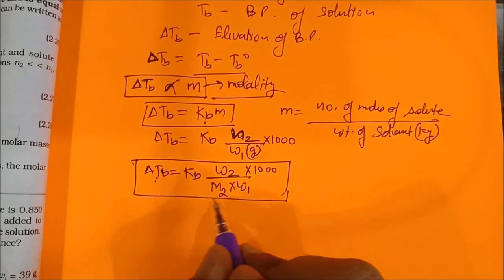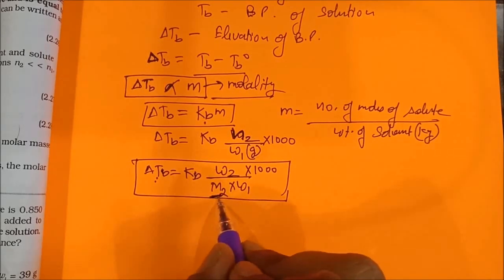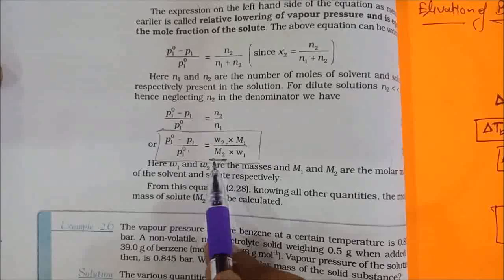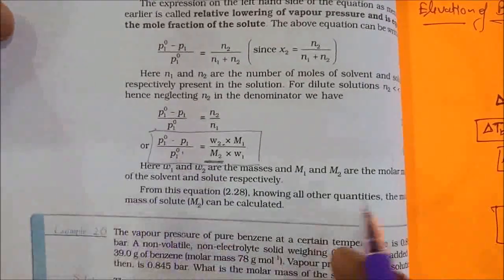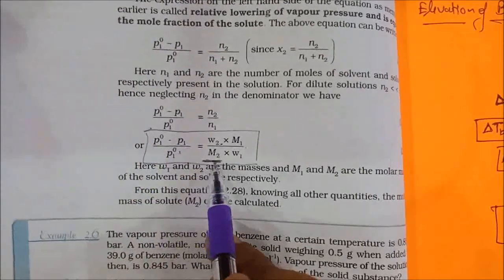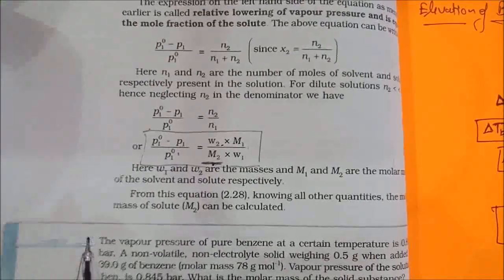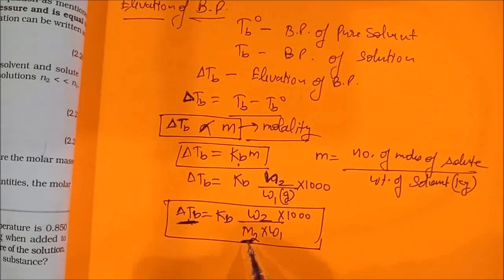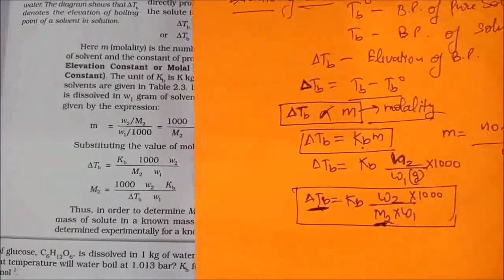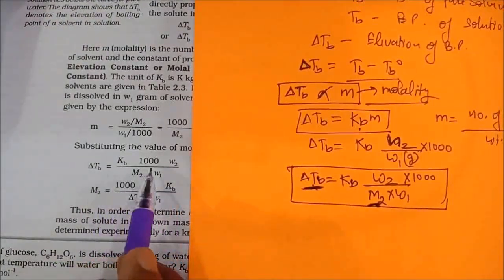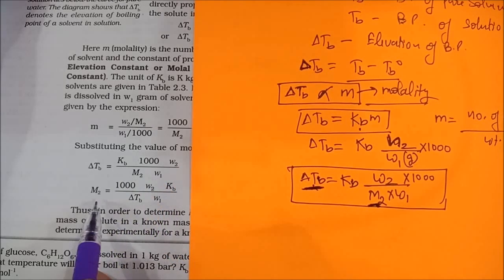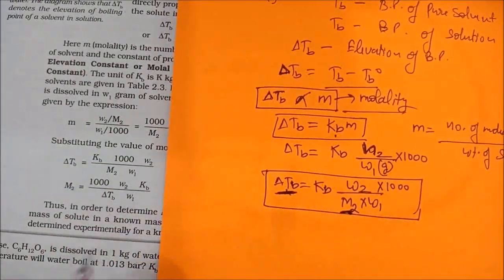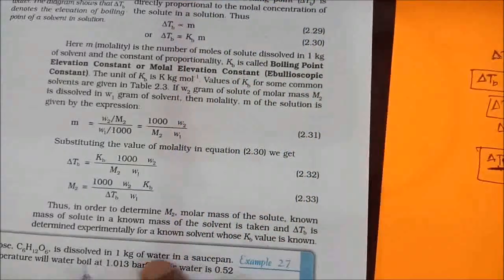Okay, so in this case also you are seeing that M2 is written at the denominator side. In the case of the previous colligative property, which was the relative lowering of vapor pressure, again M2 is written at the denominator side. It means in both the cases the colligative property is inversely proportional to the molar mass of the solute. And this equation is just similar to the equation which is written in your book: delta TB is equal to KB into 1000 into W2 upon M2 into W1, and for M2 you can just shift all these values from the left hand to the right hand side and right hand to the left hand side. Okay, so this is all about the derivation.